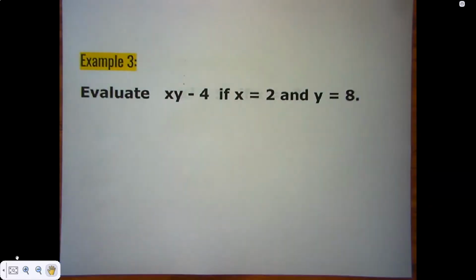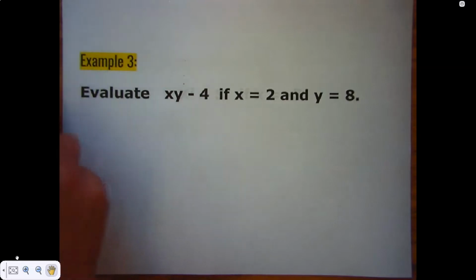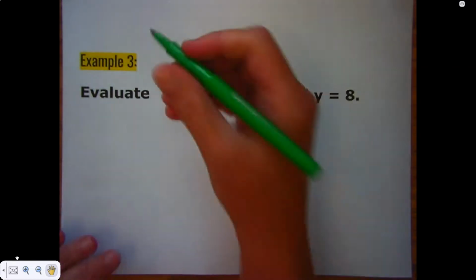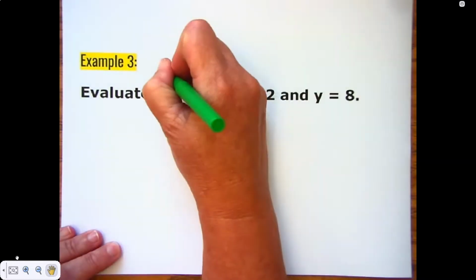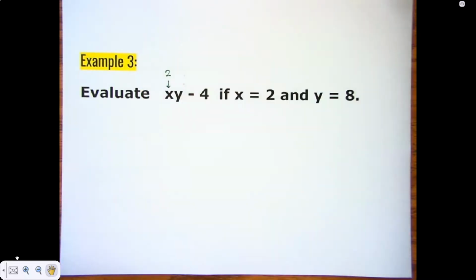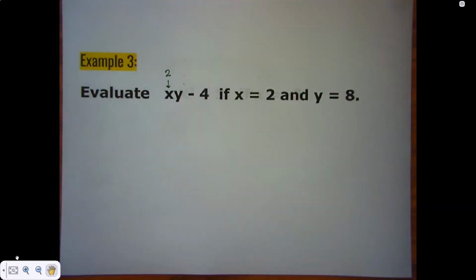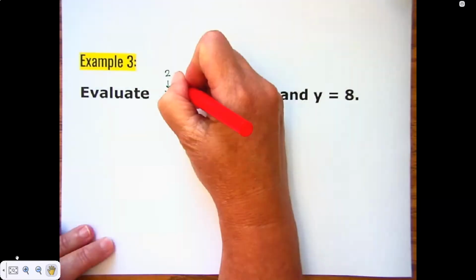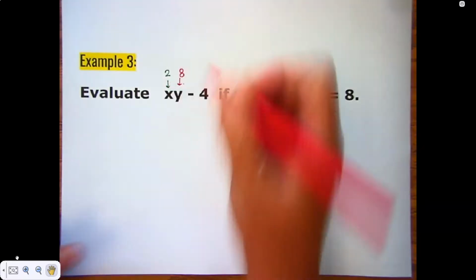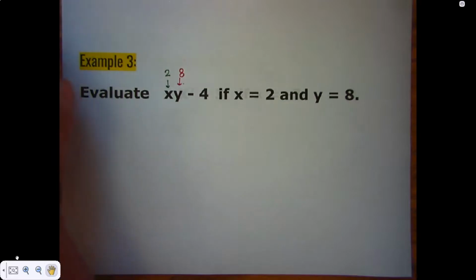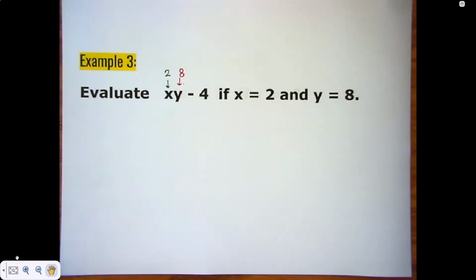All right. Example 3. Evaluate xy minus 4 if x is equal to 2 and y is equal to 8. So we are going to sub in a 2 where we see this x, and we're going to sub in an 8 where we see this y. Now again, we want to be careful here because if we do nothing, if we just sub those two numbers in, then that looks like 28 minus 4.